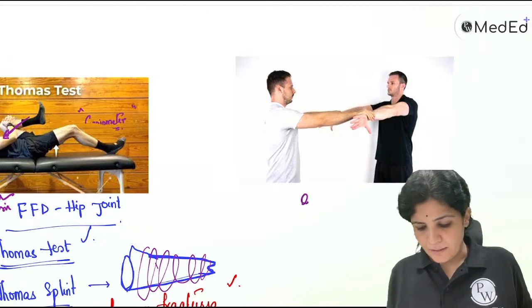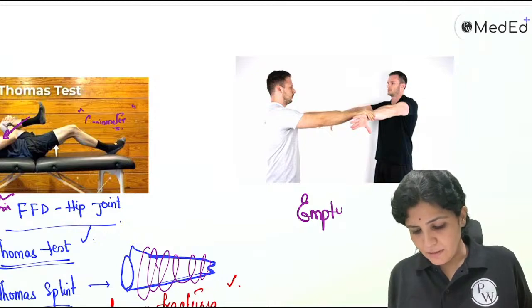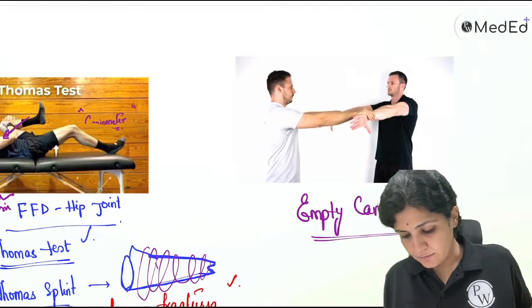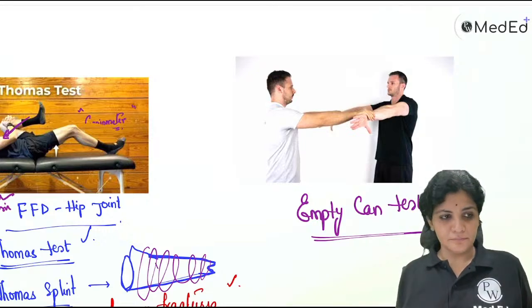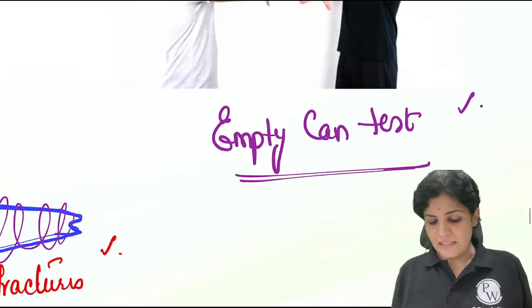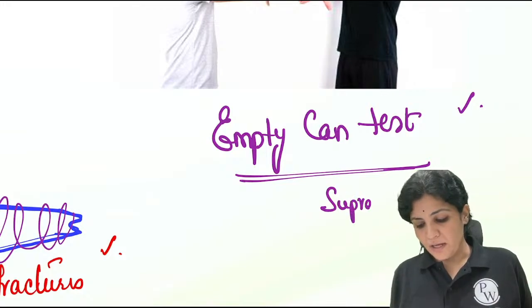So this is the empty can test. This test is the empty can test. This is for the supraspinatus.